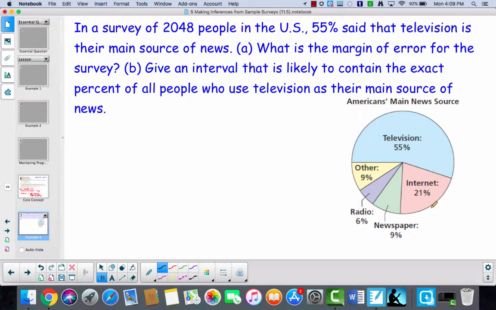All right, so now we're going to look at this example. In a survey of 2,048 people in the U.S., 55% said that the television is their main source of news. What is the margin of error for this survey? So we need to go back up here and we need to use this number, this 2048. Remember, our margin of error was plus or minus 1 over the square root of n, which in this case is 2048.